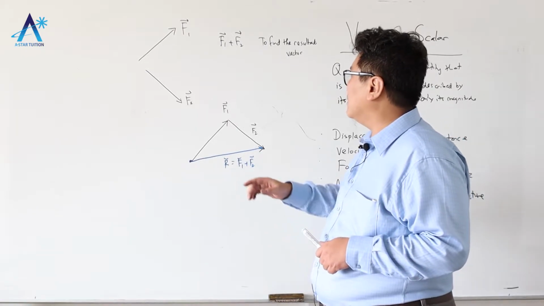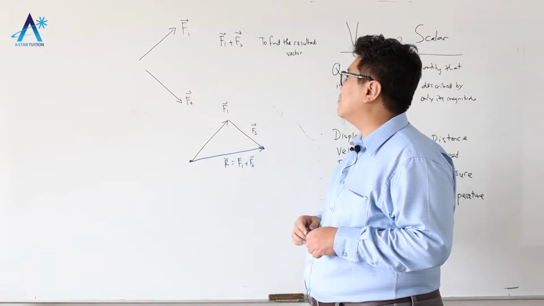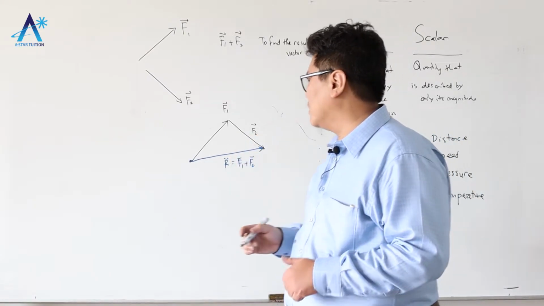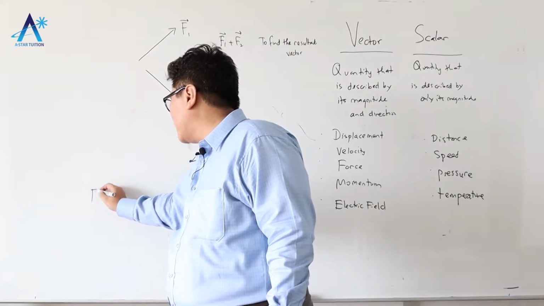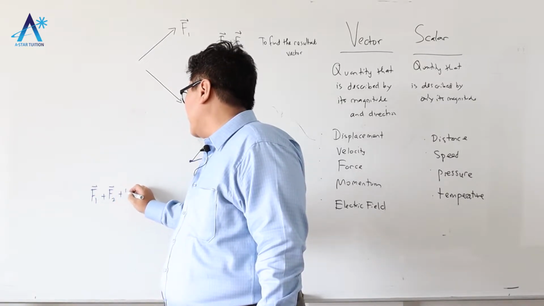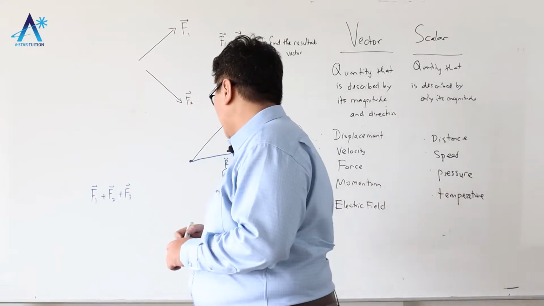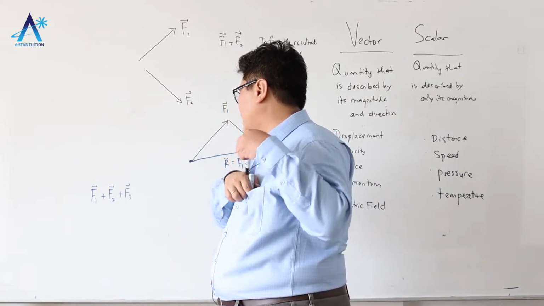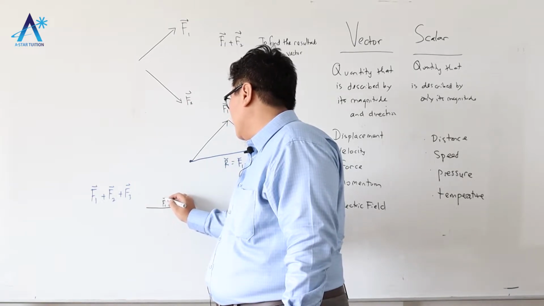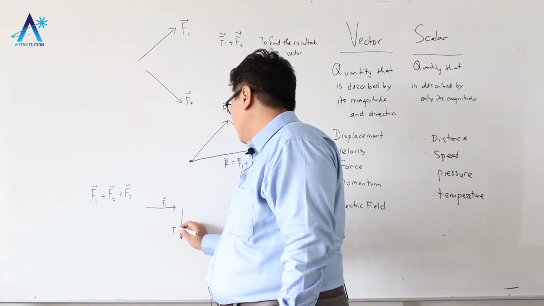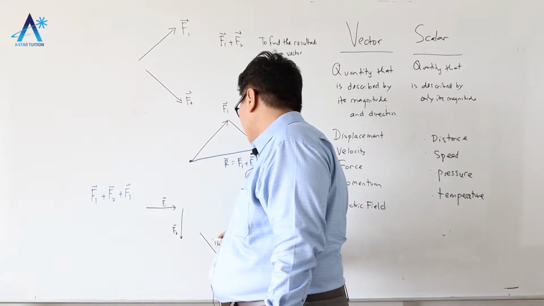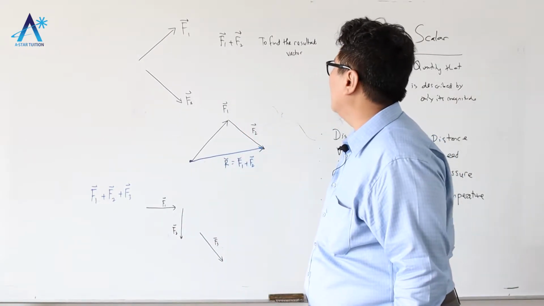Now you can use this method to add not only two vectors, but as many vectors as you want. For the example of three vectors, let's say F1 plus F2 plus F3. Let's use this example. Let's say this is F1, F2, then F3.